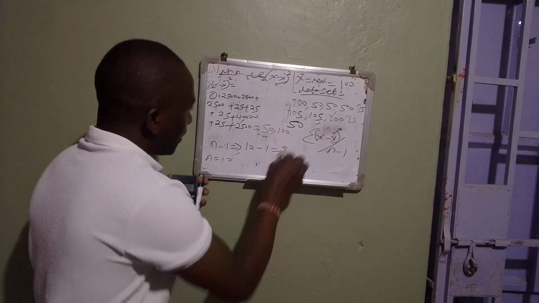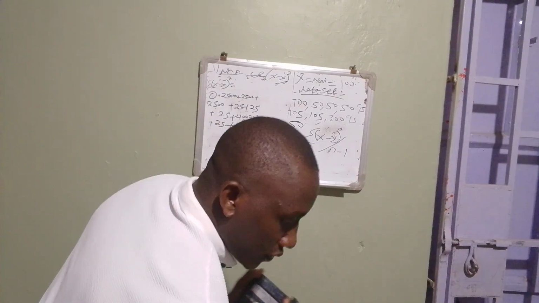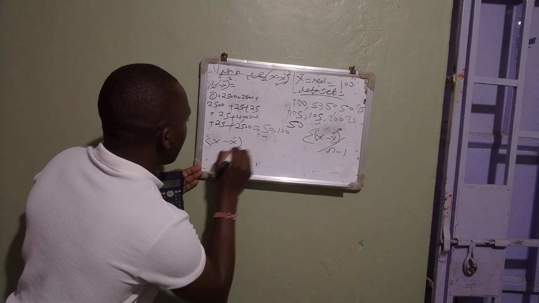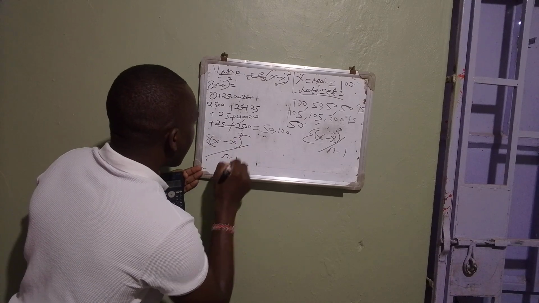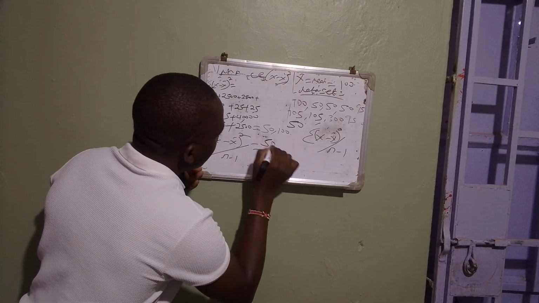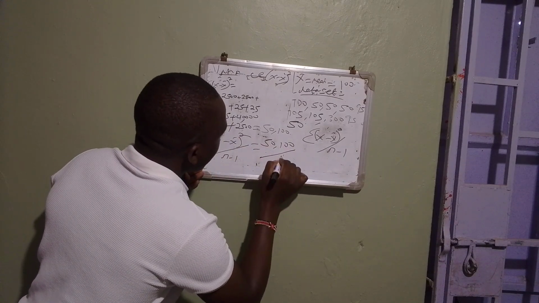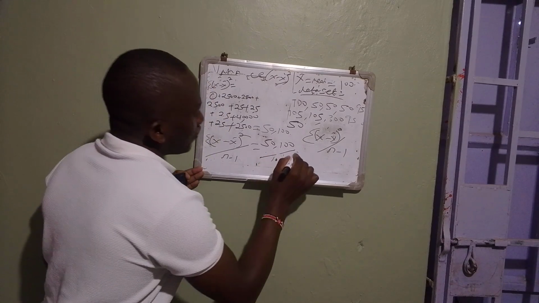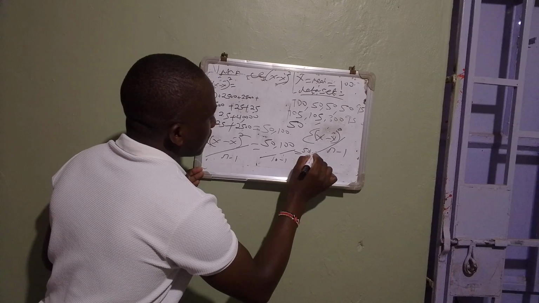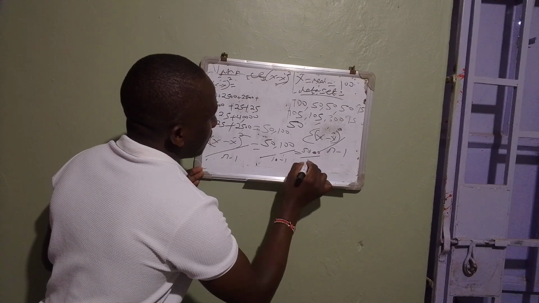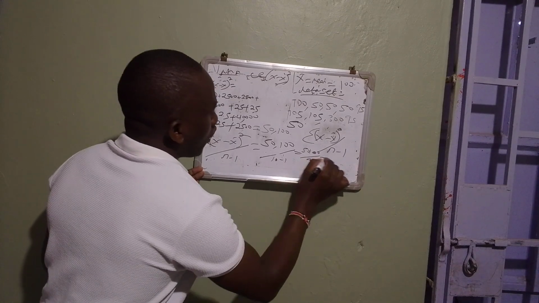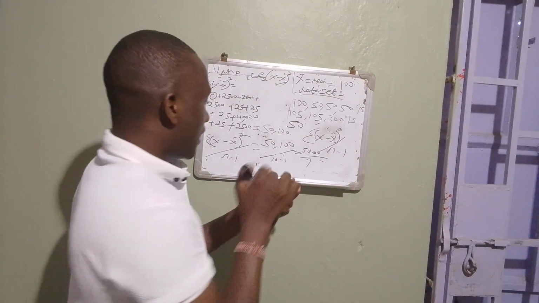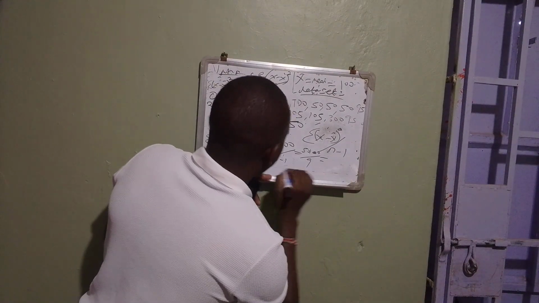Now our variance is equal to the summation of x minus x bar squared divided by n minus 1. This one is going to give us 50,100 divided by 9, or rather we say 10 minus 1, which is giving us 50,100 divided by 9. What do you get? This is the variance. Divide by 9.